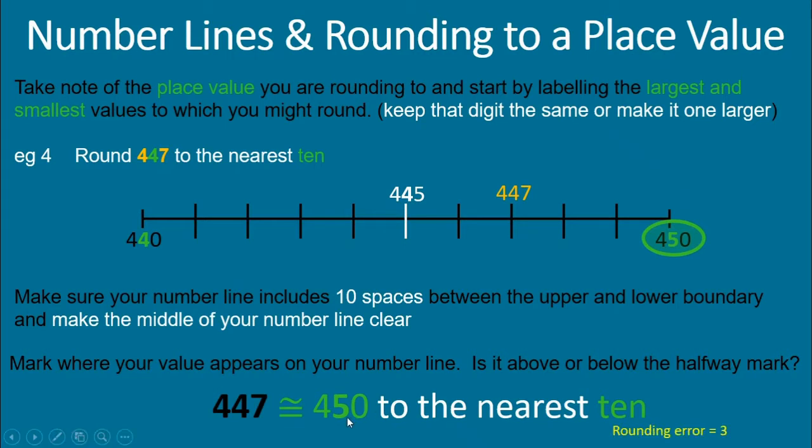Now, when I rounded to the nearest 10, it wasn't exactly correct. Notice that 450 is 3 more than 447. So my rounding error was 3. That doesn't mean I made a mistake rounding. It's definitely closer to 450 than it is to 440, but it's not exact.